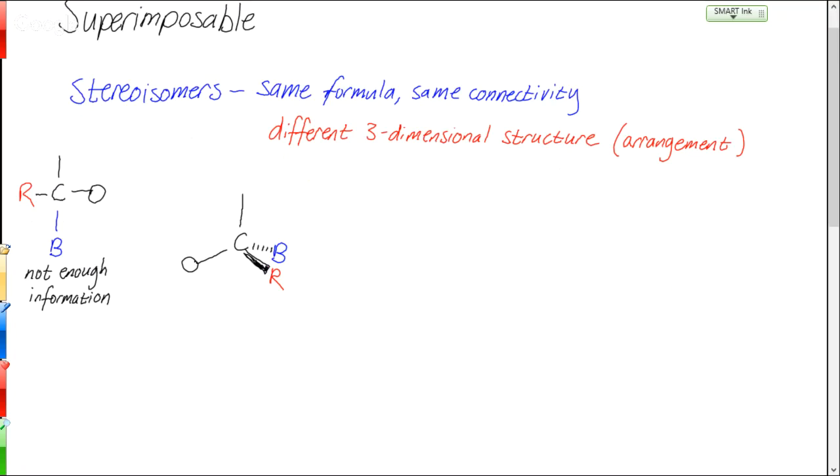And this is why it's important to use that dash and wedge notation. If we didn't use that, if we just used straight lines, it wouldn't be clear which direction is which, which one's coming out, which one's going back, and that could potentially switch our two stereoisomers. So we could be drawing the opposite one of what we actually want to draw. Let's draw its mirror image right next to it.